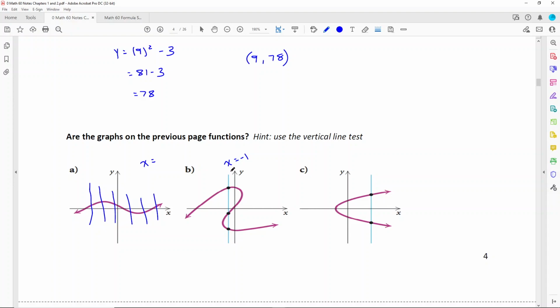Okay, so if your graph passes through, or if your vertical line passes through the graph more than once, it fails the vertical line test. So this is a relation. This is a function. So what's this guy?